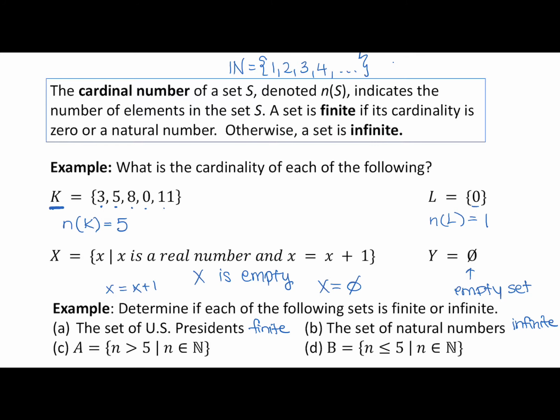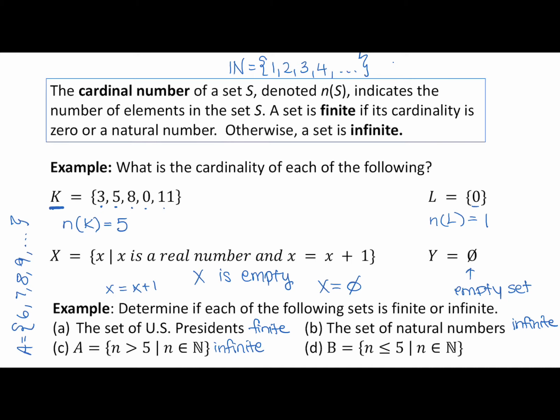What about A equal to the set of n greater than 5 such that n is a natural number? Well, what's A going to look like? I'm going to write here on the side. A, well, it has to be natural numbers that are bigger than 5. So the first element here is going to be 6, but then 7, 8, 9, and so on. Is that going to be finite or infinite? Going to be infinite.